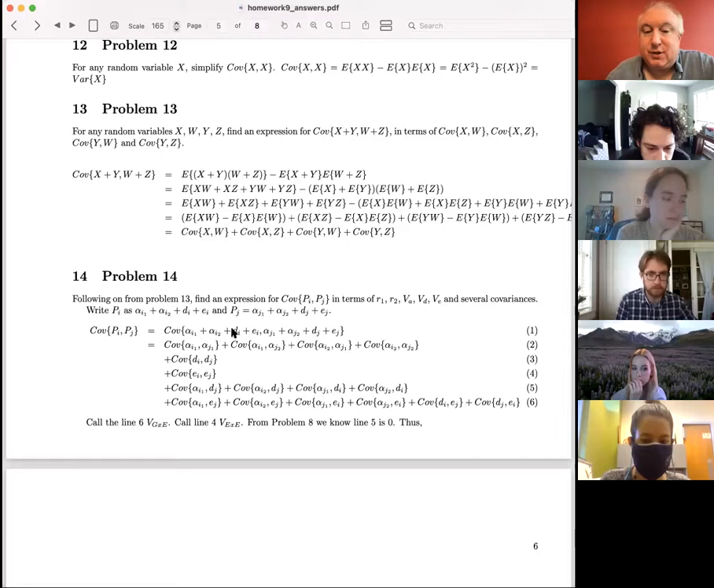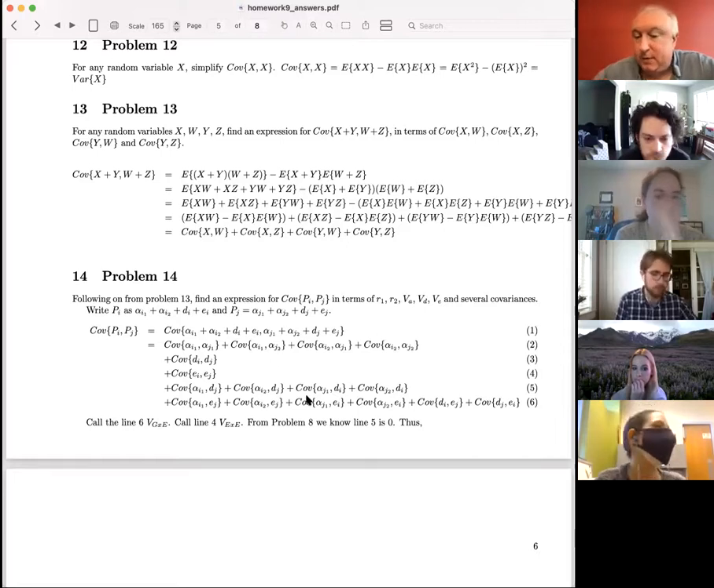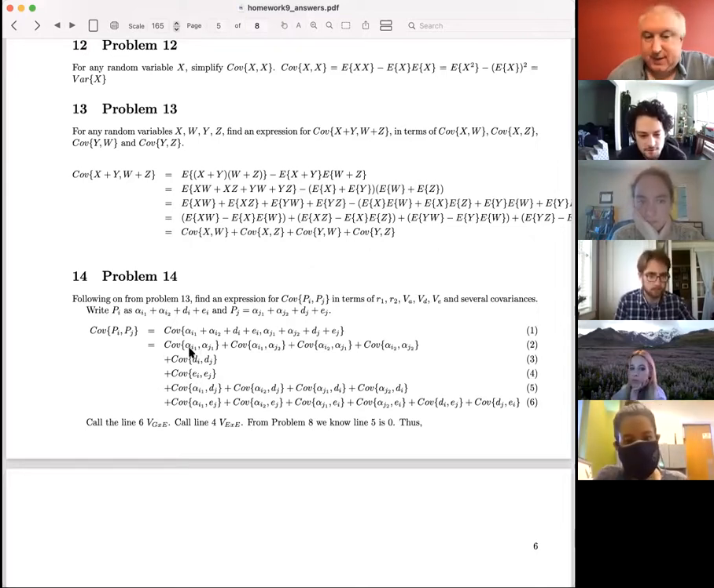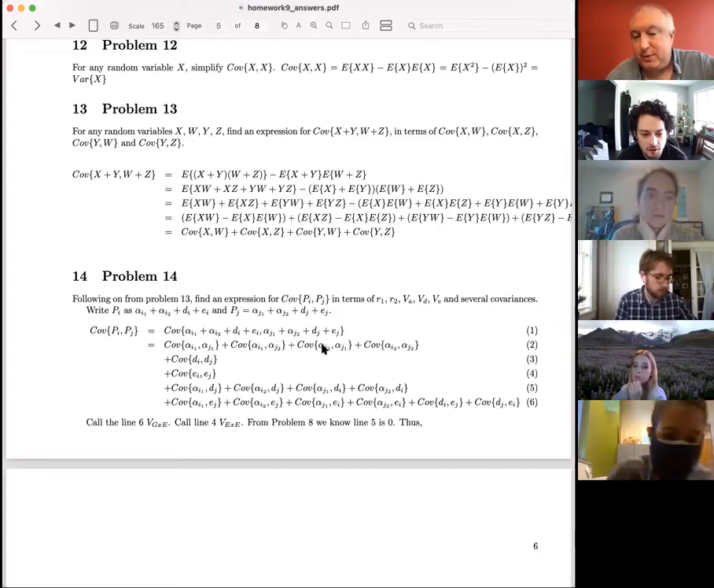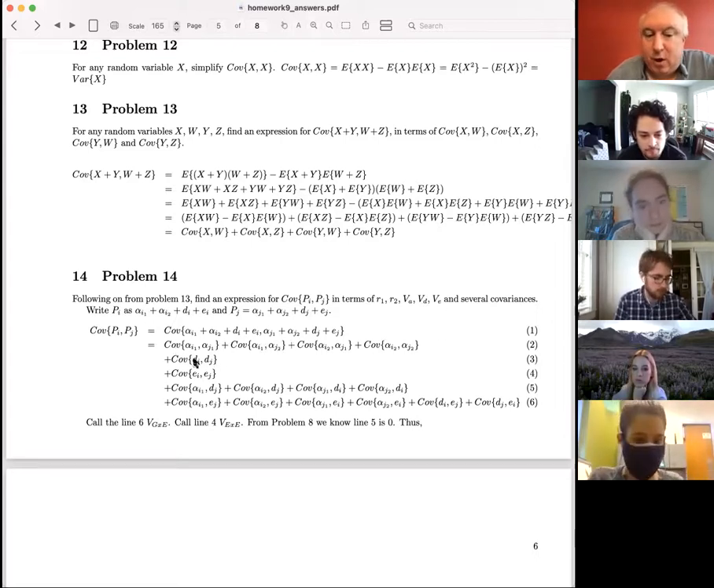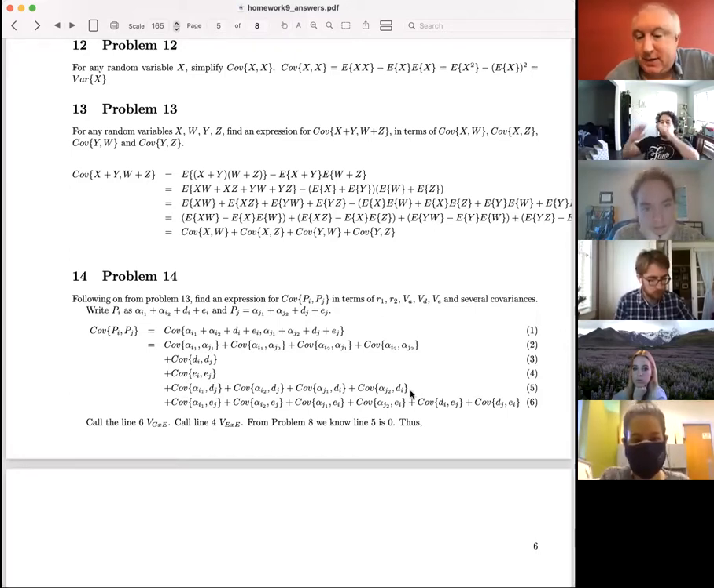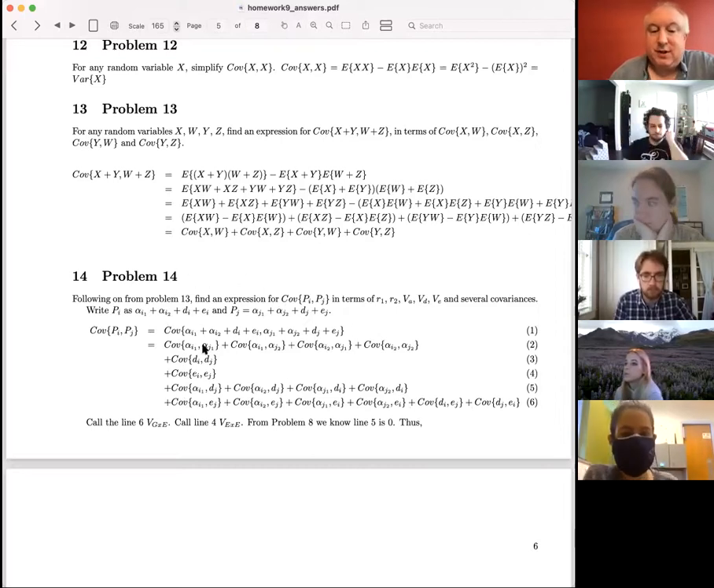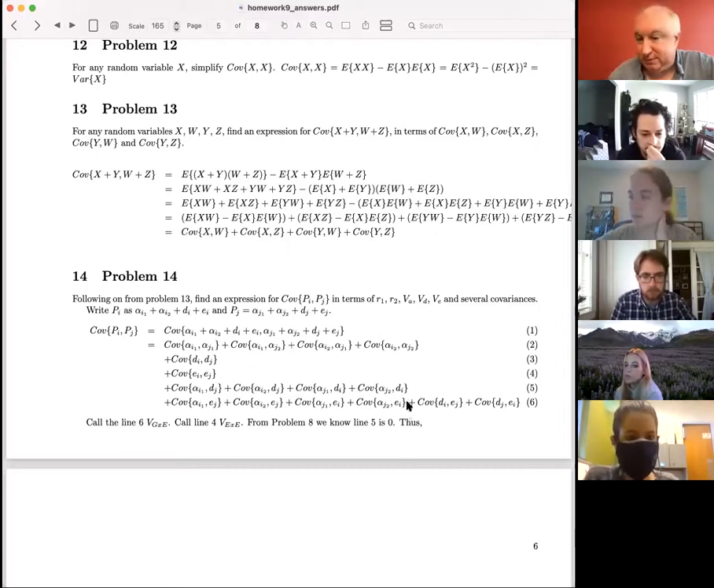I can rewrite this as literally 16 covariance terms, which I am going to group together as the first allele in individual 1 with the first allele in individual 2, first allele in 1 with the second allele in 2, all my additive effects, all my dominance effects, all my environmental effects, all my additive by dominance effects, all my additive by environment effects, all my dominance by environment effects. These are 16 individual covariances.